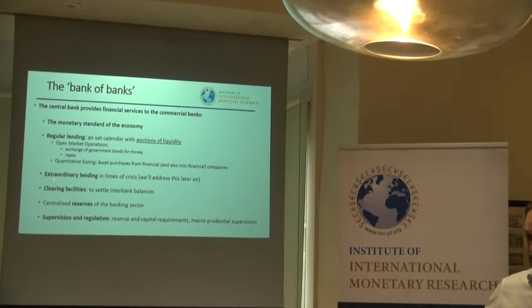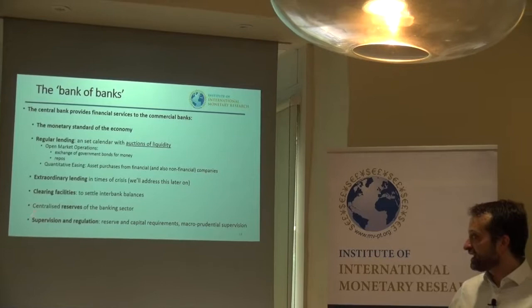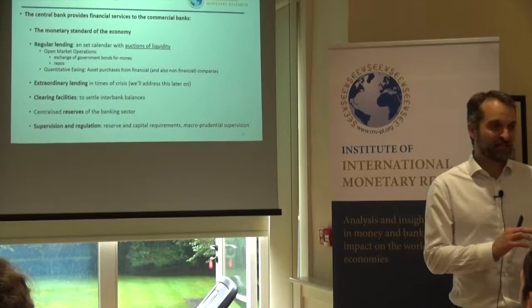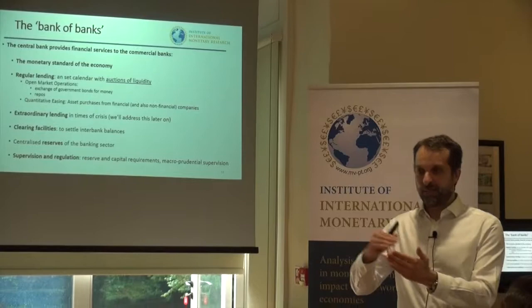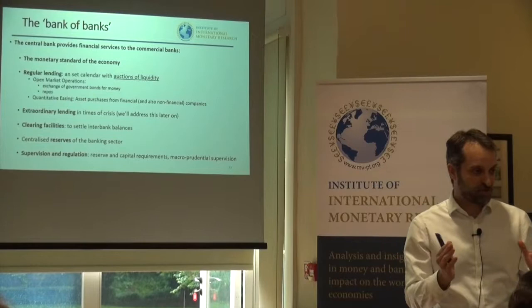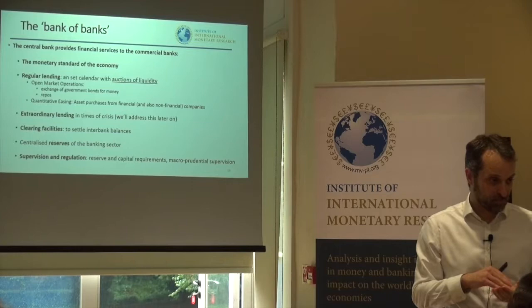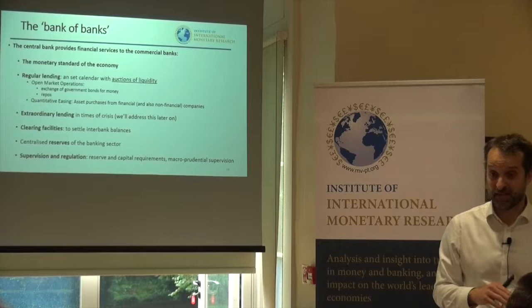Okay, so let me move on to other roles or functions or services provided by the central bank to the banking community. As I said, extraordinary lending is something that Forrest Cappie is going to address, and I will do so very briefly later. Clearing facilities. Do you know that all the checks or electronic orders that you make to pay from one account in one bank to somebody else's account in another bank, all of those operations take place at the end of the day through the central bank clearing facility? In that sense, it's a bank of banks providing financial services for the banking sector to settle the balances.